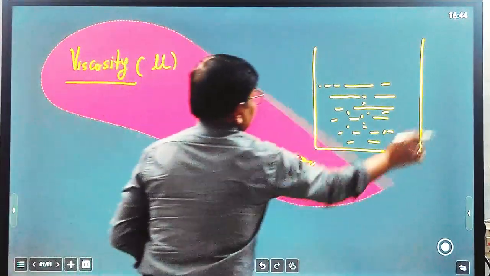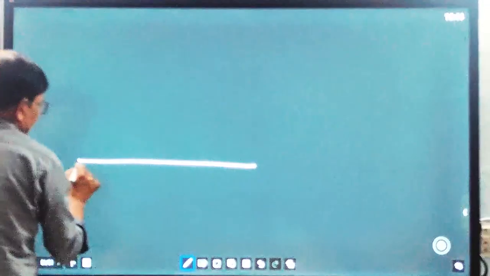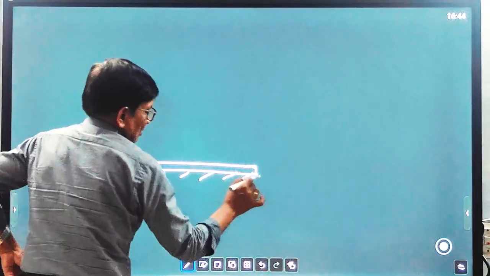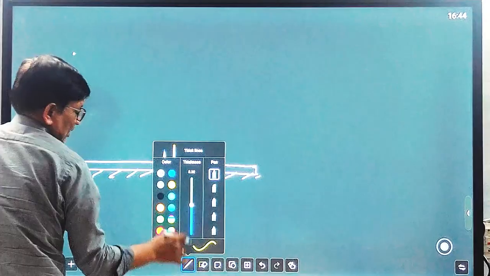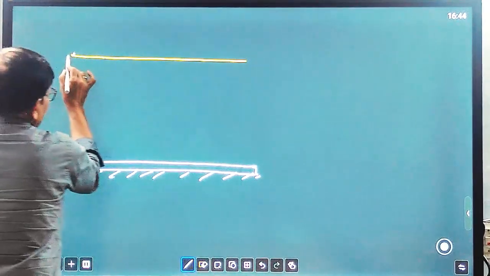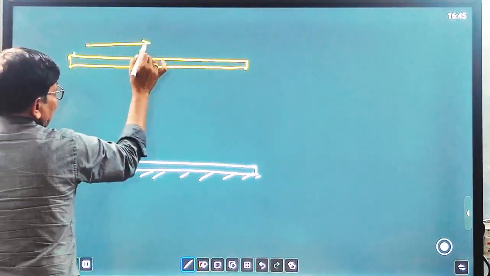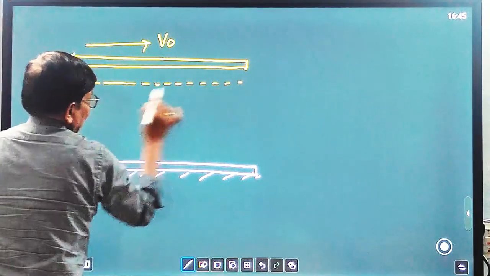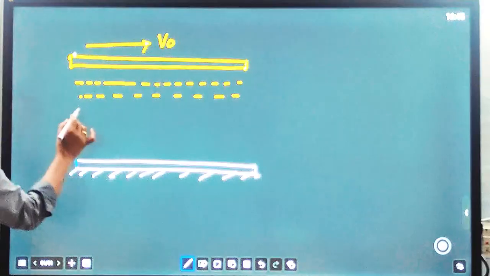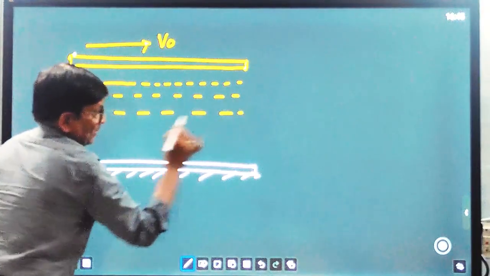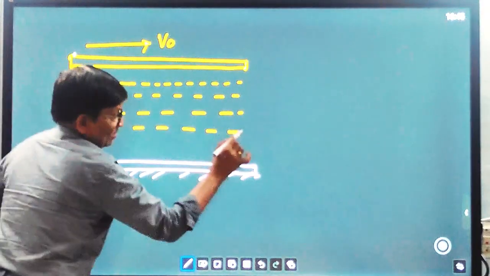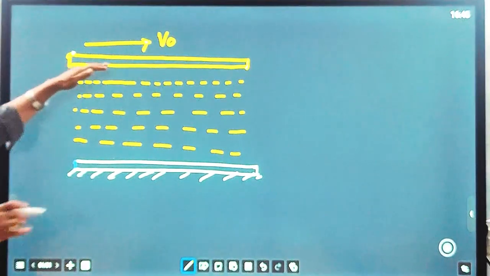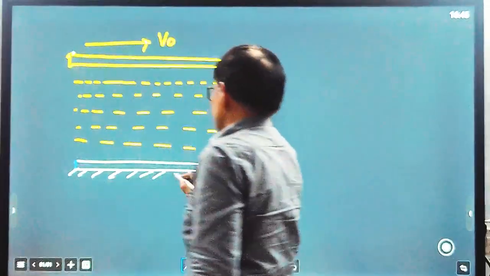So let us see. This is a solid surface over which fluid is flowing, and here we take another body that is moving with velocity v naught. There is a liquid, and it is a continuum. Liquid is a continuum, meaning there is no separation within the fluid. This is a moving surface, a moving plate. This is a fixed plate.